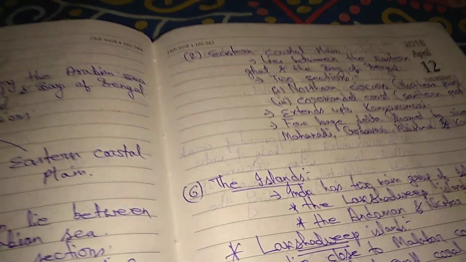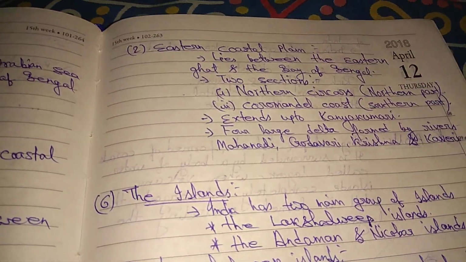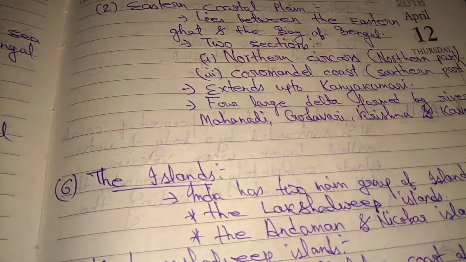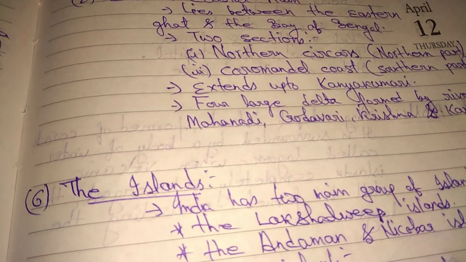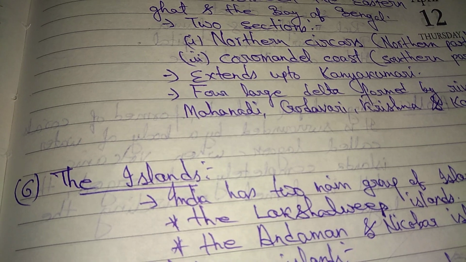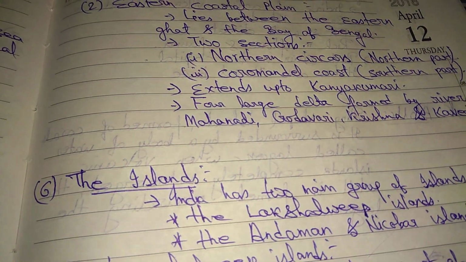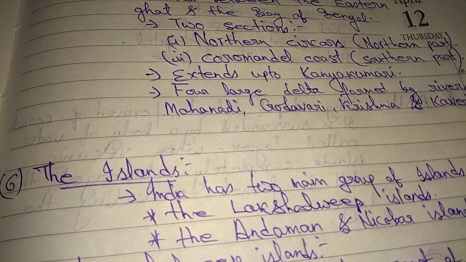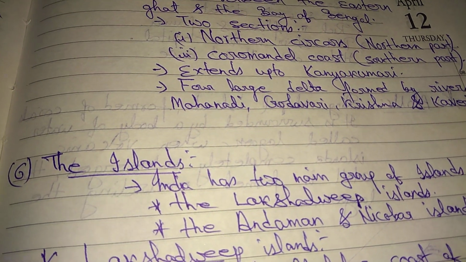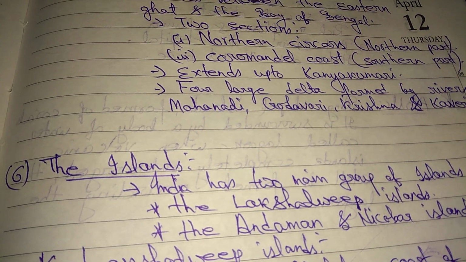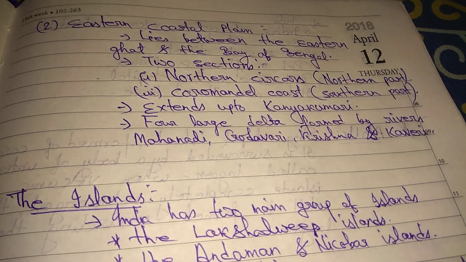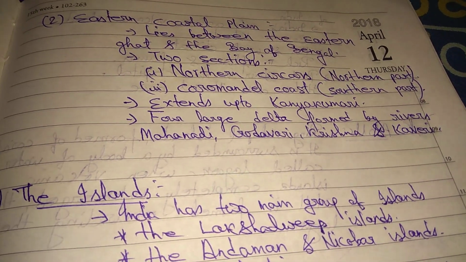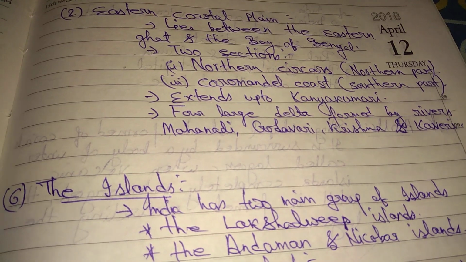After this Western Coastal Plain, our second is the Eastern Coastal Plain, which lies between the Eastern Ghat and the Bay of Bengal. The northern part of this Eastern Coastal Plain is called the Northern Circars, and the southern part of this Eastern Coastal Plain is called the Coromandel Coast.